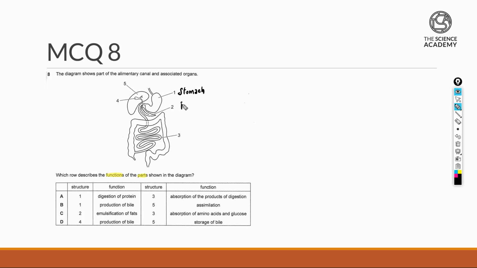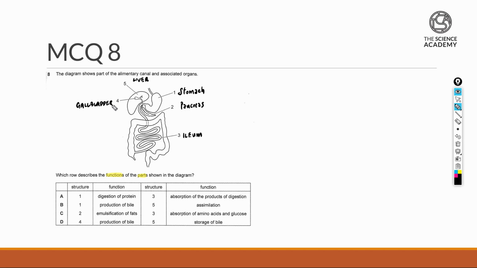Number 2, pancreas. Number 3, you can say that this is at the transitionary end part of the small intestine. I can label this as the ileum. Number 5 will be the liver. And number 4 will be the gallbladder itself. So let's take a look at structure 1.